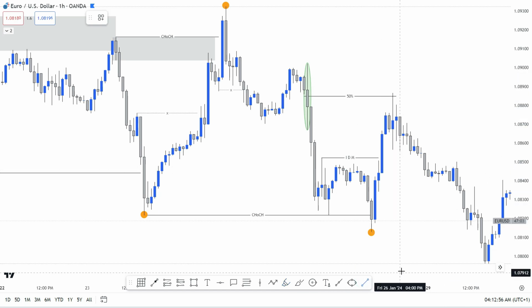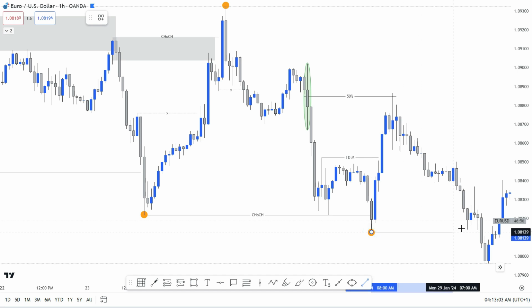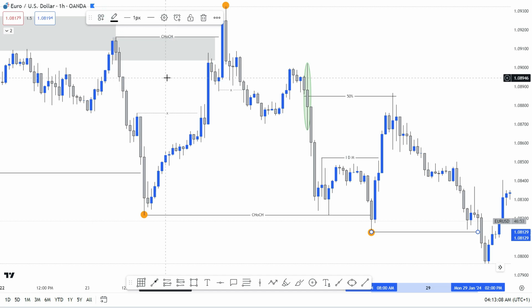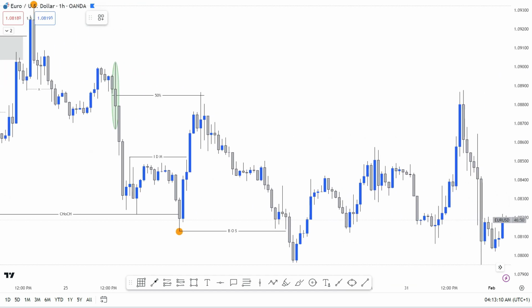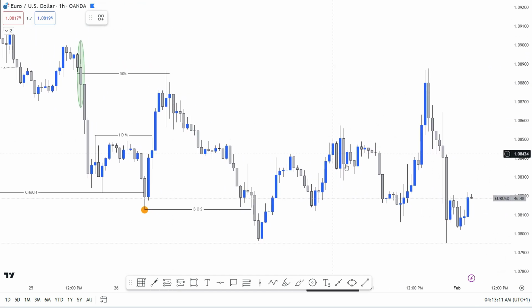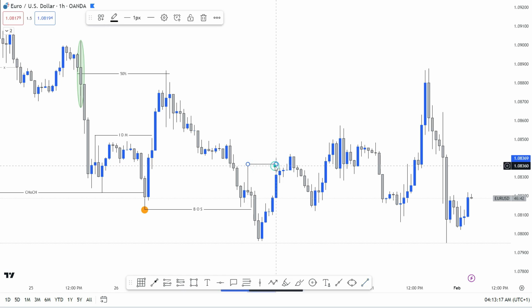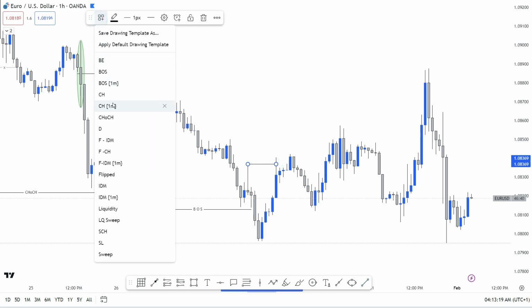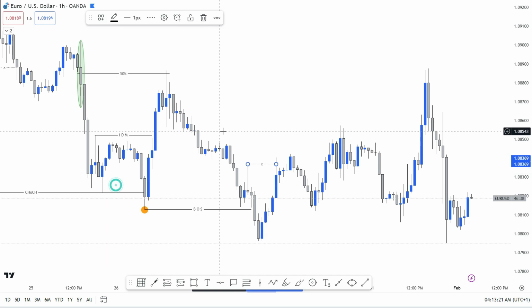The next thing you want to look out for is the break of structure. So we have this as our break of structure. So this is a break of structure, and after break of structure, what next? Inducement, right? And where's our inducement? This is our inducement. Okay, we have this as our inducement.